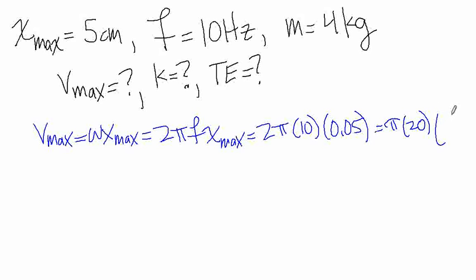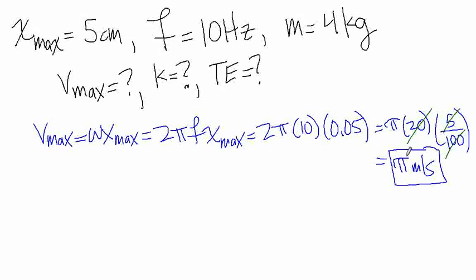0.05 is 5 divided by 100. And 20 times 5 divided by 100 is 1, because everything cancels. And so what do we have left? We have that the maximum velocity is pi meters per second.